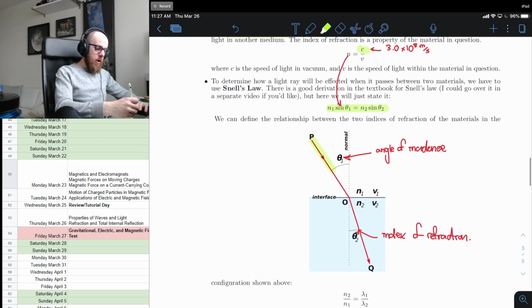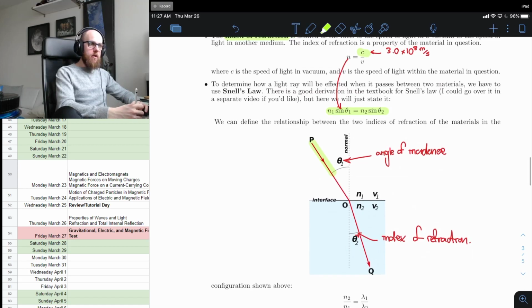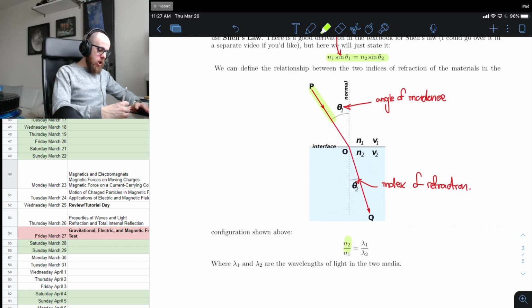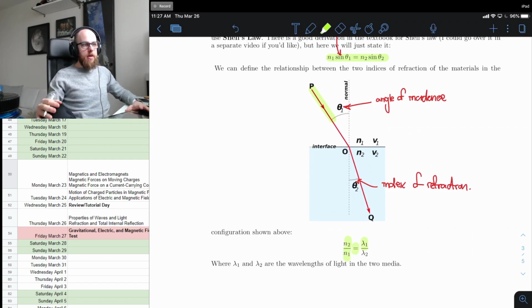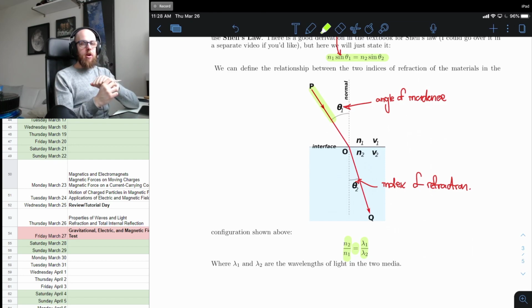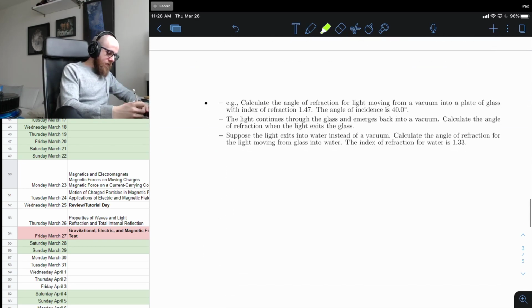If you play around with all these formulas, so n equals c over v and the universal wave equation, you actually get another formula. N2 over N1 equals the wavelength in the first medium divided by the wavelength in the second medium, okay? And so these two formulas are using different pieces of information, but they're the same idea, the same concept. Okay, let's do an example.